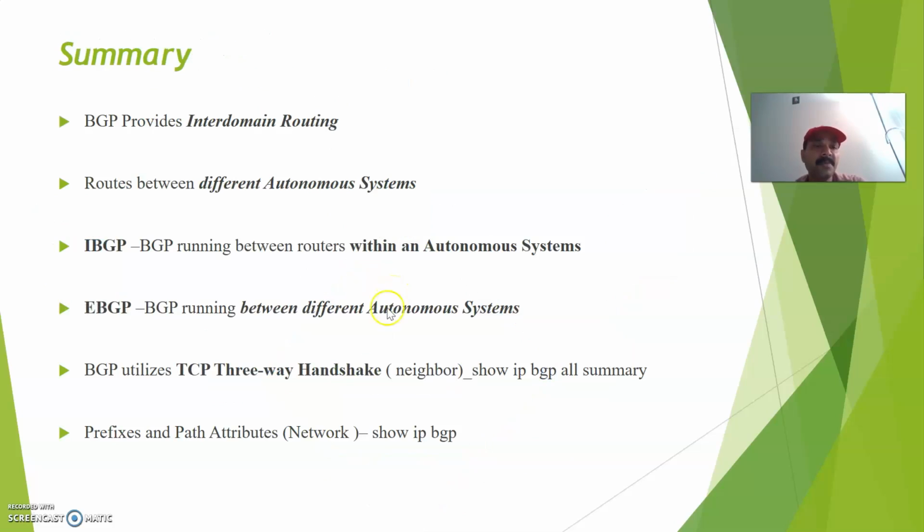Now let us go to the summary. BGP provides inter-domain routing, which is used to route between different autonomous systems. IBGP is BGP running between the routers within a single autonomous system. BGP running between different autonomous systems we call EBGP. BGP always utilizes a TCP three-way handshake for establishing the neighbor relationship. The command show ip bgp all summary will show the detailed summary of all the neighbors. For advertised prefixes and path attributes, we can see them in show ip bgp. This is the BGP topology table, different from the routing table.